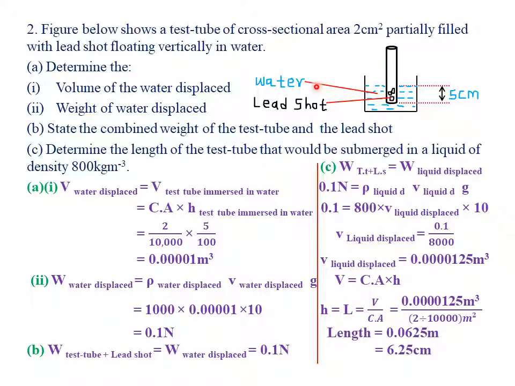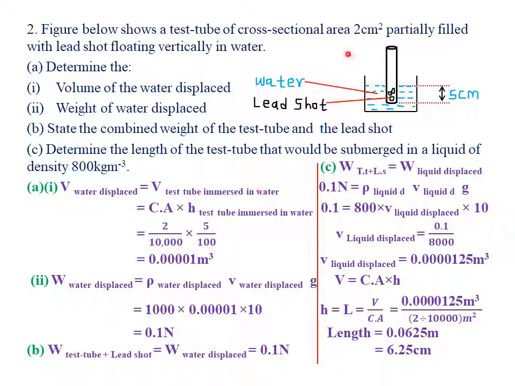So it is important to note that volume is just the amount of space occupied by a body. Therefore, the volume of the water that will be displaced will be equal to the volume of the test tube that is already submerged in the water. Therefore, the volume of the test tube that is submerged in the water, which is up to a height of 5 centimeters, will be equal to the volume of the water that will be displaced.